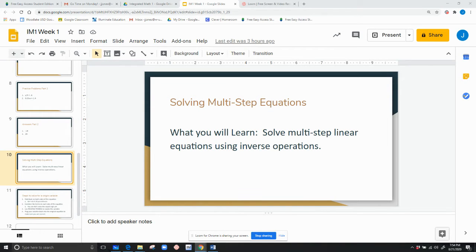Mr. Jones again. Today we're going to learn about solving multi-step equations. It's very similar to what we did last time. Last time had only one step, and this one is going to have multiple steps. So we're going to be doing that using inverse operations.